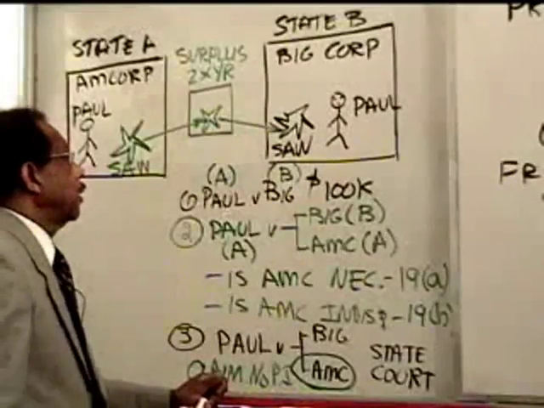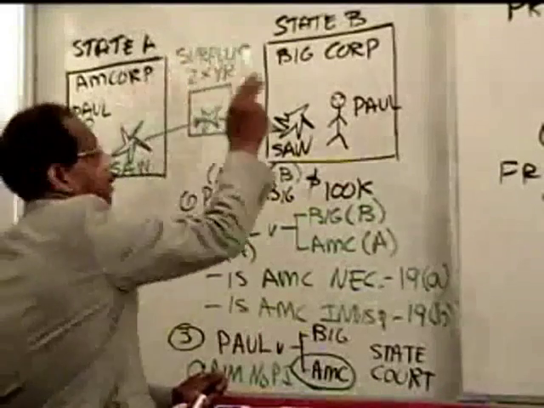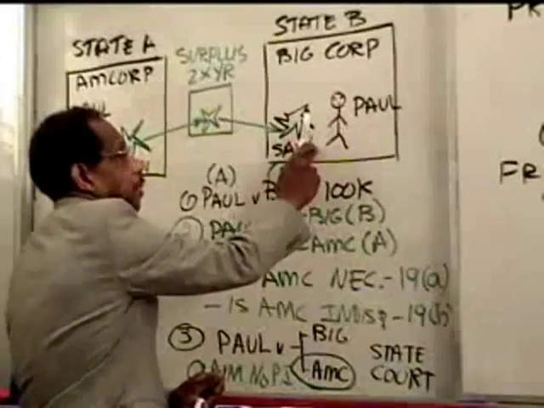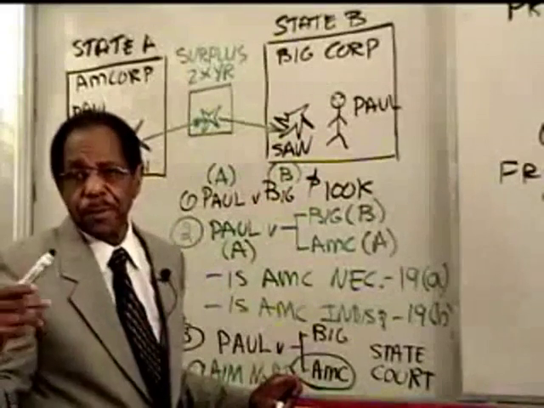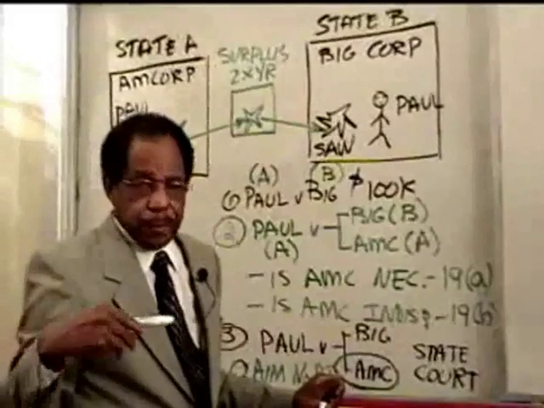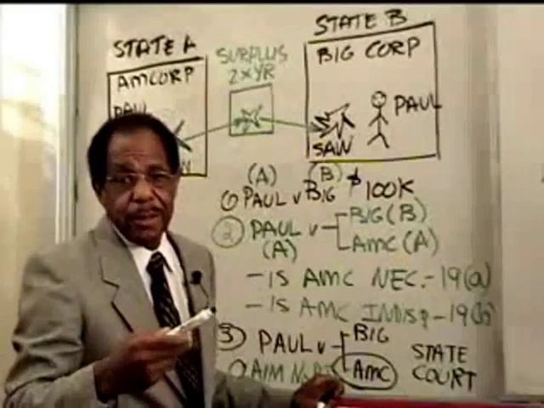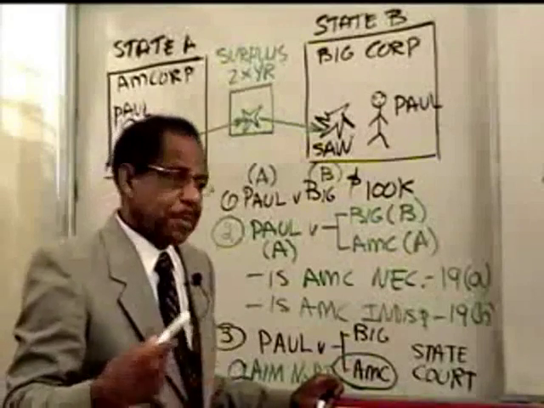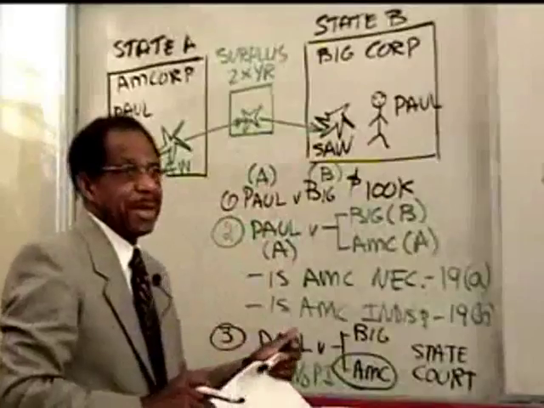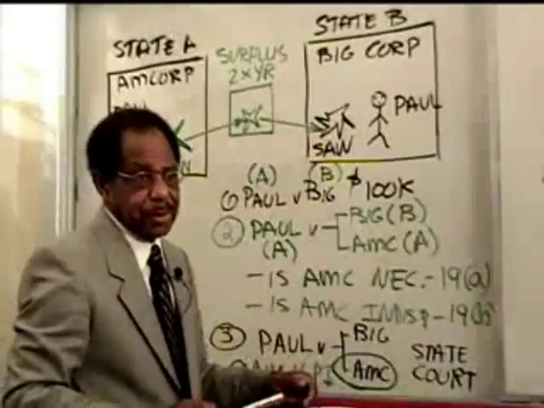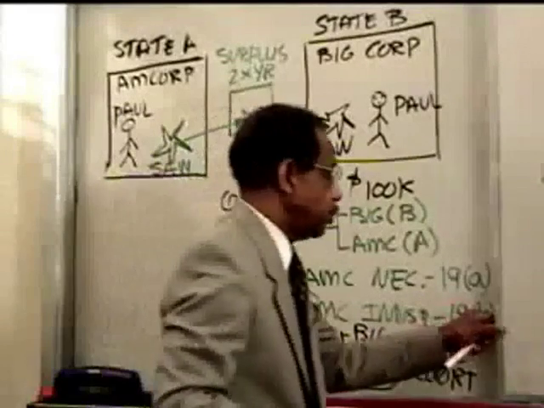It's probably not enough. Normally, if AmCorp has systematic and continuous activities in State B, that means that AmCorp has facilities or personnel who are regularly or almost consistently or systematically in State B. But simply sending its products there twice a year is probably not systematic and continuous activities in the state. But you need to discuss that.